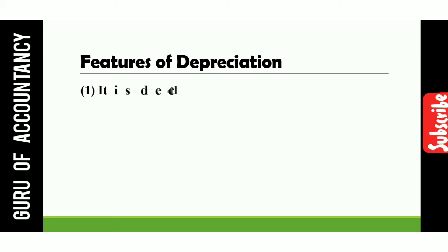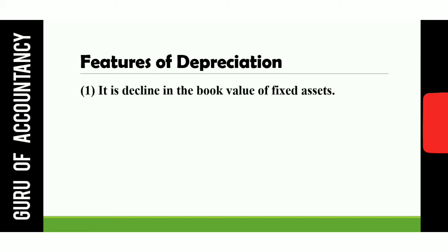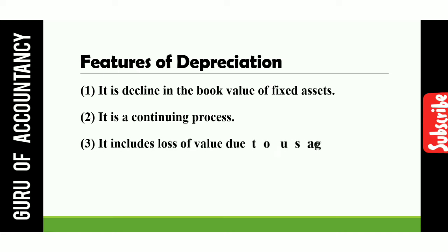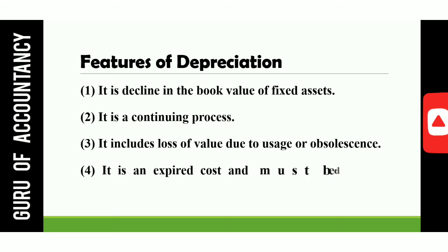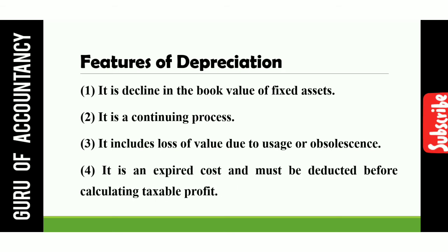Now let us see the features of depreciation. First point, it is decline in the book value of fixed assets. It is a continuing process. It includes loss of value due to usage of fixed assets or obsolescence. It is an expired cost and must be deducted before calculating taxable profit.